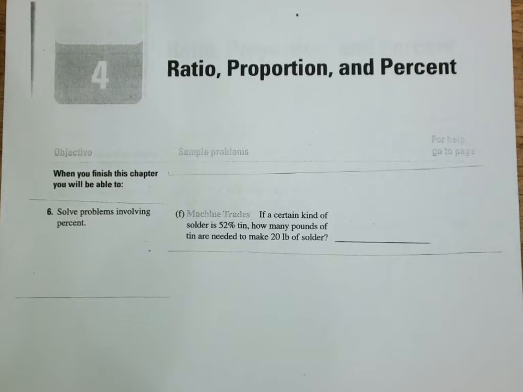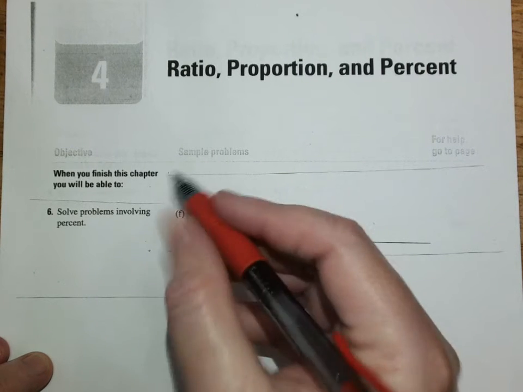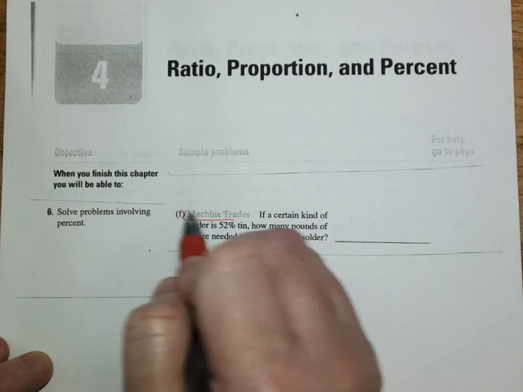Okay, so now, using all of the knowledge that we have gained regarding ratio, proportion, and percent, we're going to look at some applications. And percent has to do with ratio and proportion. So basically everything that you've learned up to this point put into an application. It's applied. So for instance, on this particular problem, we're talking about machine trades, okay?